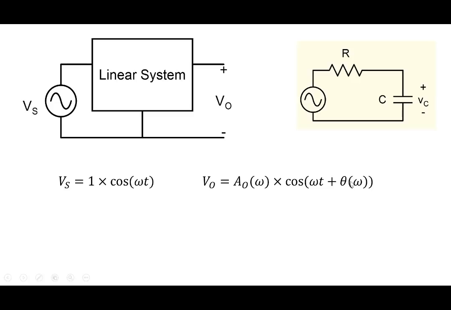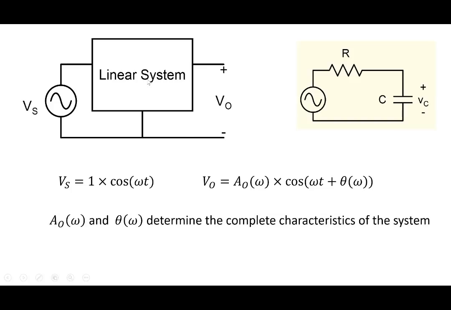We are not justifying it mathematically or rigorously here, but what we are saying is, in a linear system, if you know A0 as a function of omega for all omegas and theta as a function of omega for all omegas, you know everything about the linear system. The linear system is fully characterized. So A0 of omega and theta of omega determine the complete characteristics of the system, right?